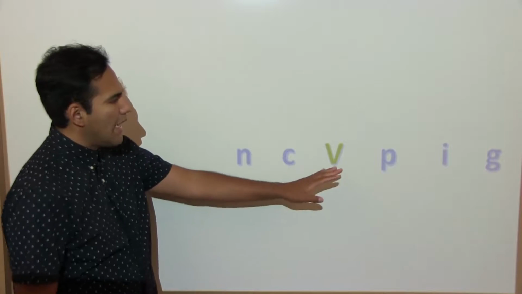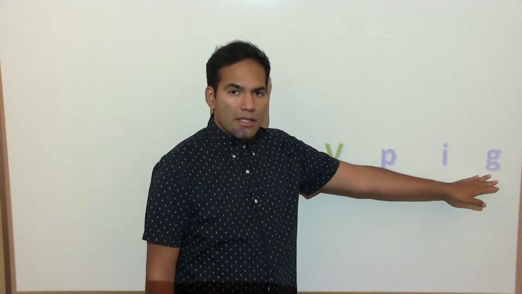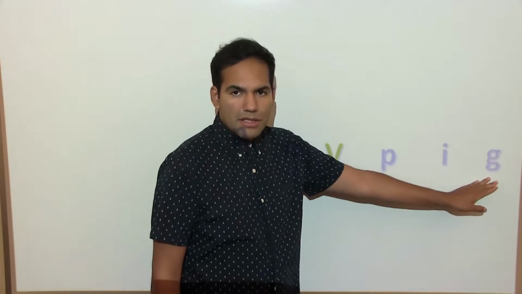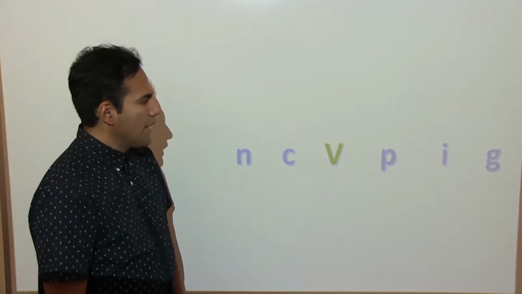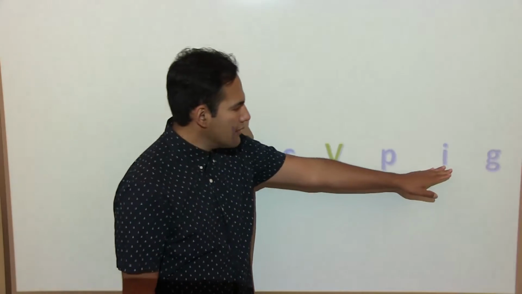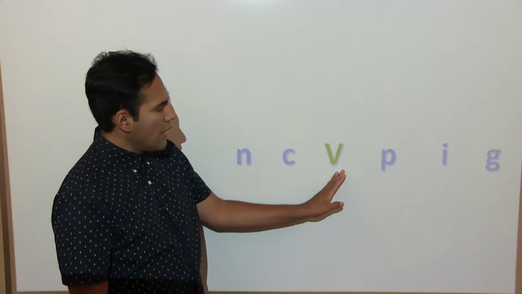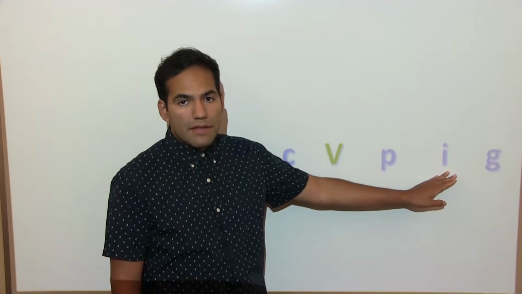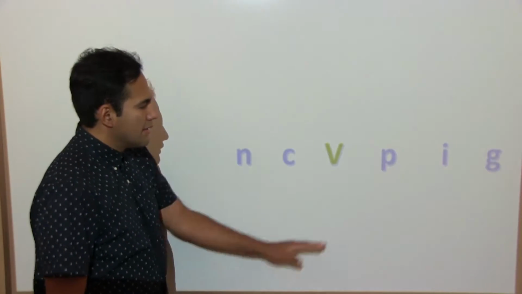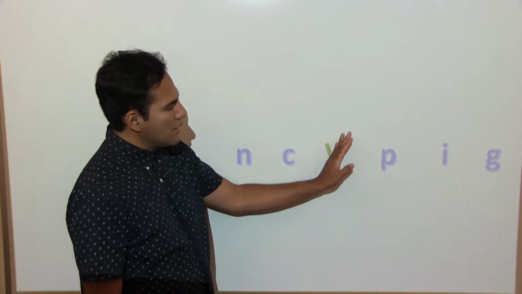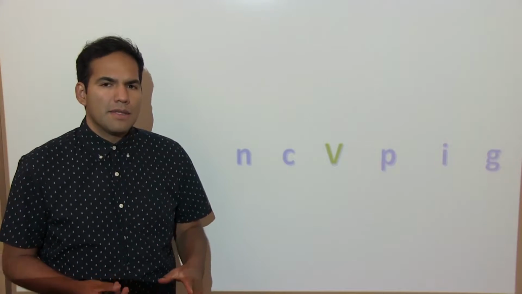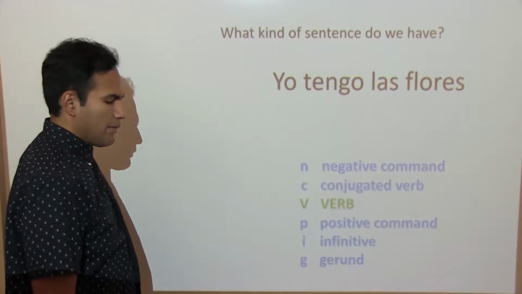For example, if you had a verb in the gerund in your sentence, it means that the pronoun is going to go after the verb. Okay. If you had an infinitive verb, it means that the pronoun is going to go after your infinitive verb. If you had a positive command right here, it means that your pronoun is going to go after the verb. So I hope this is making a little bit of sense, and we're going to look at some examples.